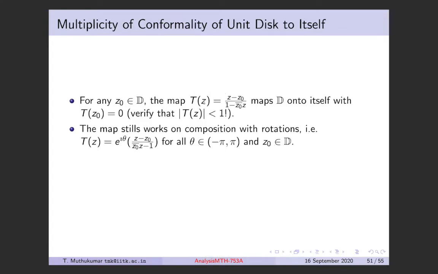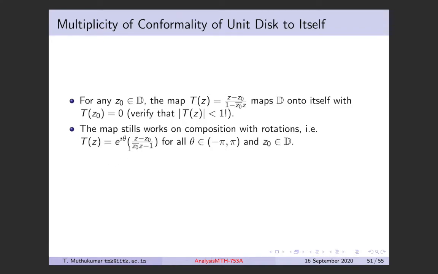So the map will still work if you compose with rotation, which means that if you take any theta from minus pi to pi, you have the same z0 which you fixed, and you just multiply this T map by e to the power i theta for any choice of theta. You fix a theta, you do this. So you are rotating by an angle theta. That's it. Okay. So this is a new map now.